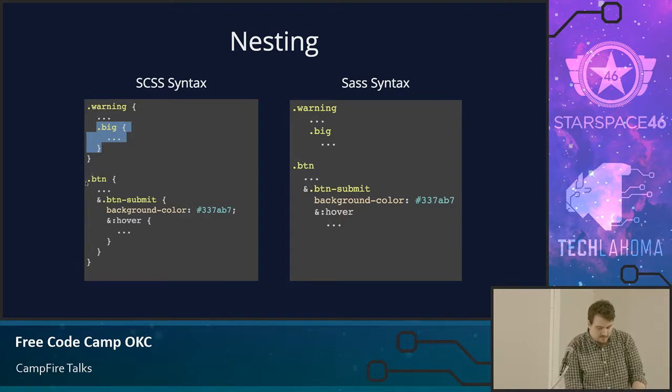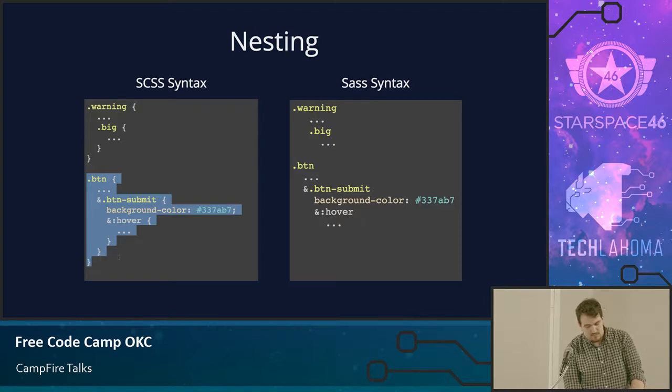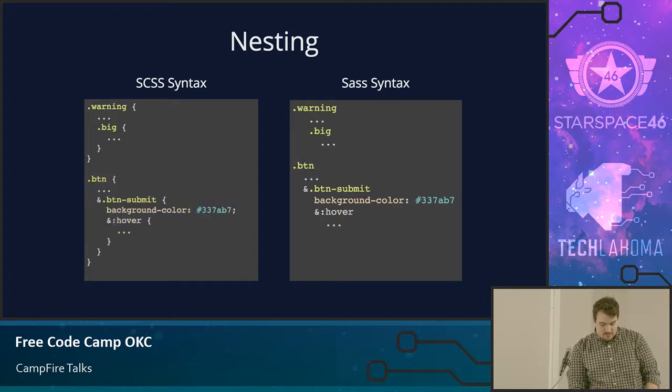Below that, we have the base for the button. So we have the main class, .btn, and on the inside of that, we've got .btn-submit. If you notice at the beginning of the button submit line, you've got an ampersand. That just signifies that the class is attached to whatever element you're looking at. The same also applies for pseudo classes, like this hover class. So that's how you get those fancy hover animations.